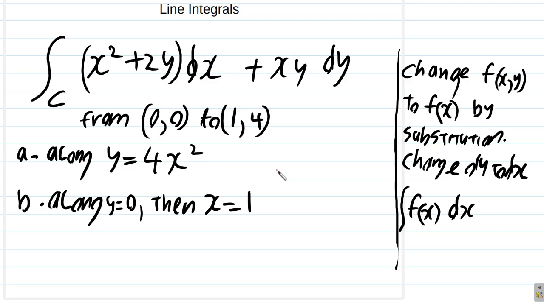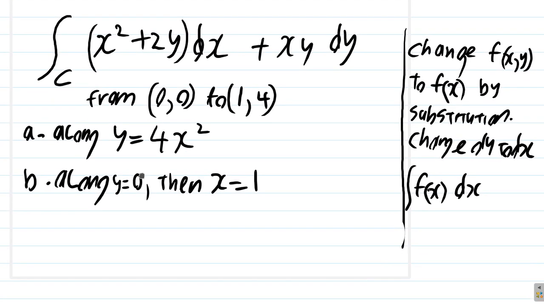Okay, so you work this out as I asked you to do in the previous video. So let's see how this goes. You have the integral along a curve of (x squared plus 2y) dx plus the vertical component xy dy, from the coordinates (0, 0) to the coordinates (1, 4). Alright? So let's see how this goes.